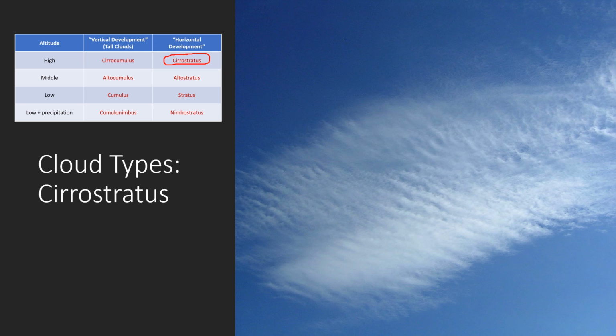Generally, you won't see these if the weather is particularly unpleasant, because the storm clouds form at lower altitudes, so you wouldn't be able to see these ones. But anyway, these are cirrostratus clouds.